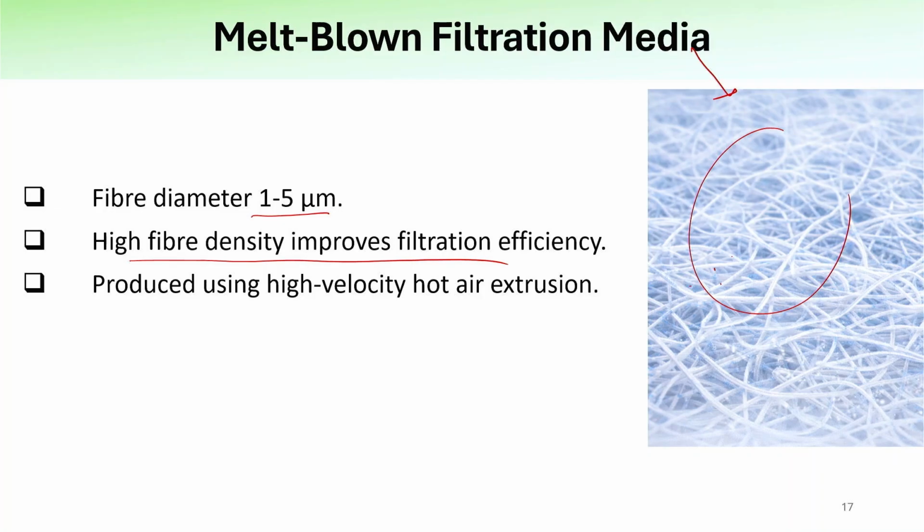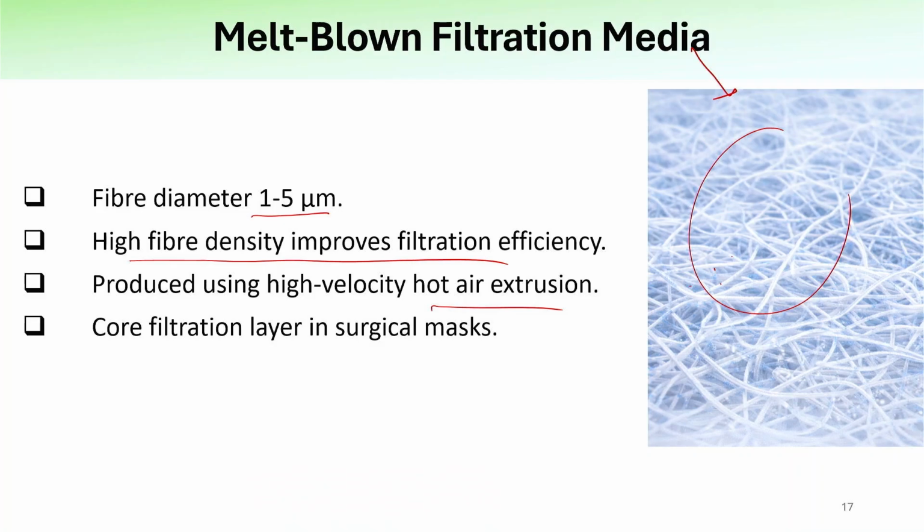So, it is produced by high velocity hot air extrusion. The polymer is extruded through the spinneret, and high velocity hot air is blown, which elongates and stretches the fiber further to make it very fine in diameter. So, melt blown is used in surgical masks. We will discuss later in detail the construction of the surgical mask.